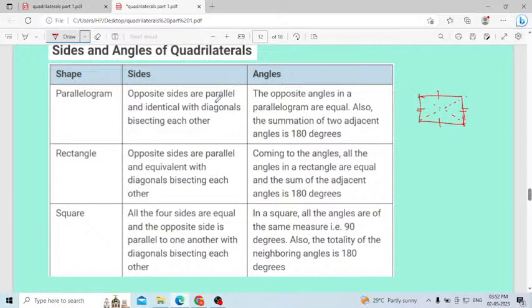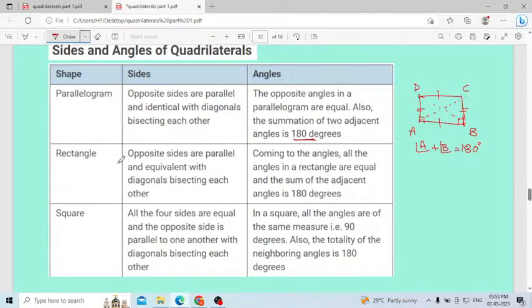Then in the case of a parallelogram, already I told the measurement of adjacent angles. Consider the adjacent angles A, B, C, D. Here A, B is the adjacent angle. The sum of adjacent angles will be 180 degrees. Already I explained this one. Okay, it will be easy for you.